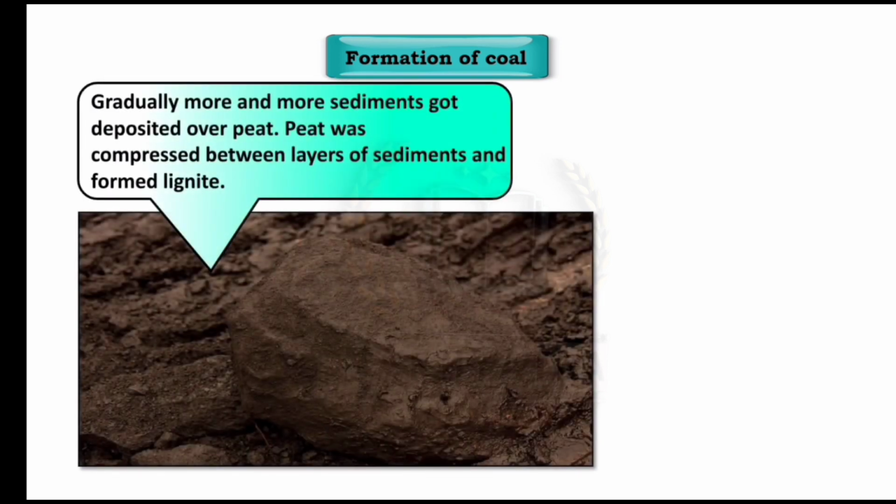Okay, so gradually more and more sediments got deposited over peat. Peat was compressed between layers of sediments and formed lignite. So lignite is a brown coal, which is a soft combustible sedimentary rock that formed naturally.